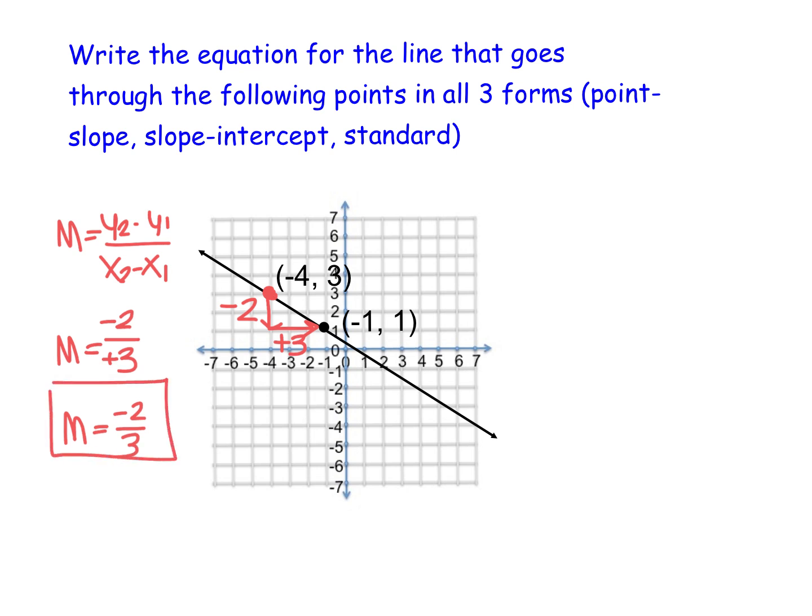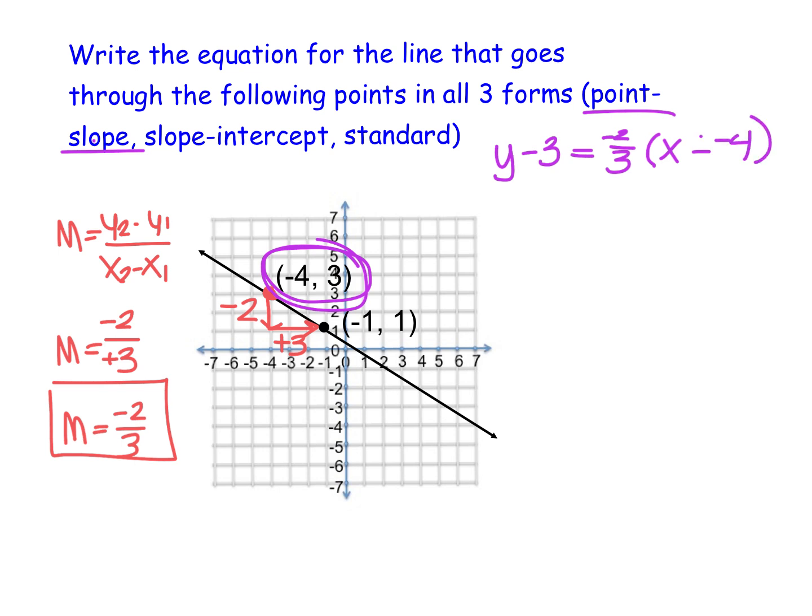Then from here, what we need to do is write the equation of a line in the three forms. So we always start with point-slope form. We need to pick a point, and then we have our slope. So I'm going to pick the point negative 4 comma 3. So here I have y minus my y coordinate of 3 is equal to my slope of negative 2/3 times x minus my x coordinate of negative 4.